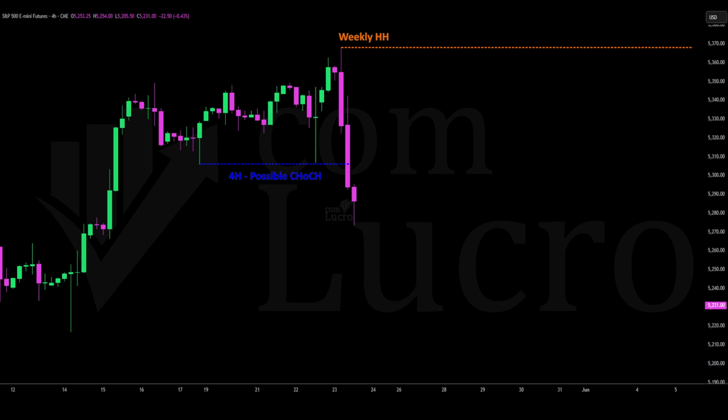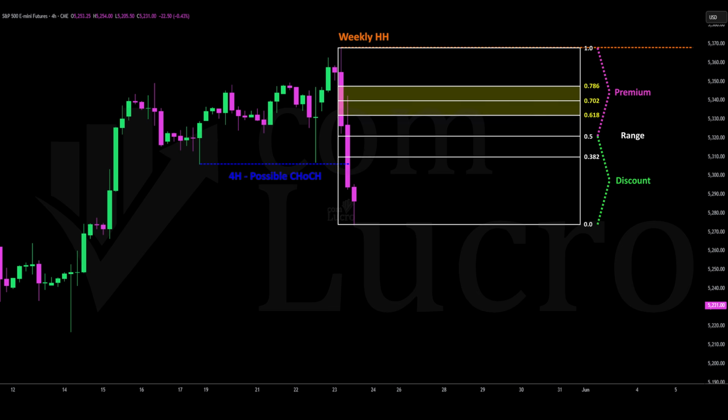Now, after the change of character is confirmed, the next step is defining the trading range. This becomes extremely important because the trading range allows us to identify the premium and discount zones of the move, as well as the optimal trading zone that we will use later for execution.